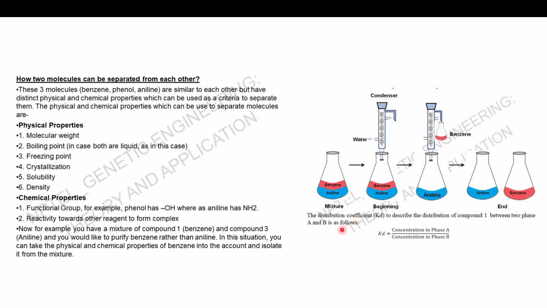Two solvents. Now, in this case, the distribution coefficient, which is denoted as Kd, is used to describe the distribution of a certain compound between two phases A and B. Concentration in phase A divided by concentration in phase B, like in liquid phase and vapor phase, suppose, in this particular example. Now, suppose when you are doing thin layer chromatography, how much of your sample of interest is in the mobile phase and how much of it has bound to the stationary phase. So in that way you can get a distribution coefficient also.